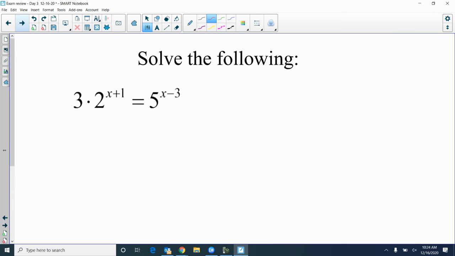All right, here's just some other problems we're going to go through. They're mirror ones on your review, but I don't think they're exactly the same. This one. All right, from the last test, oh no, not the conics test, the test before, chapter 4: 3 times 2 to the x plus 1 equals 5 to the x minus 3.